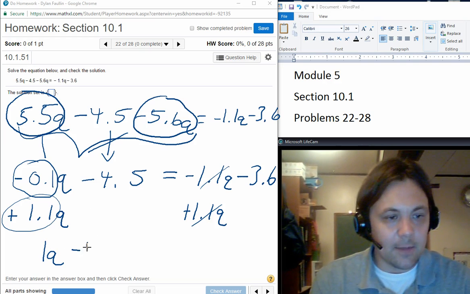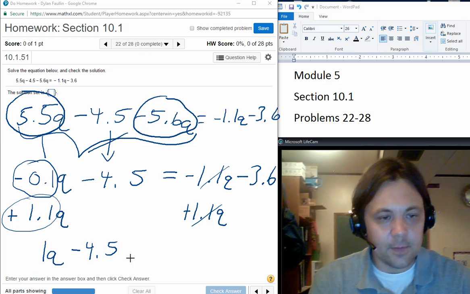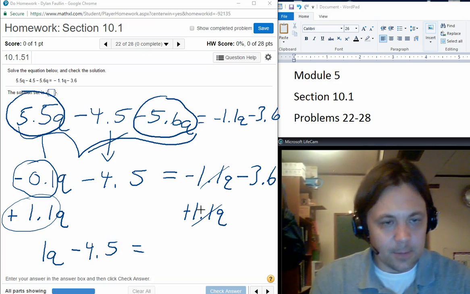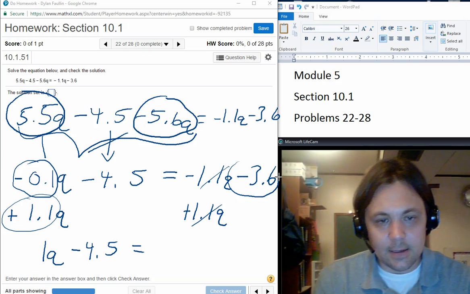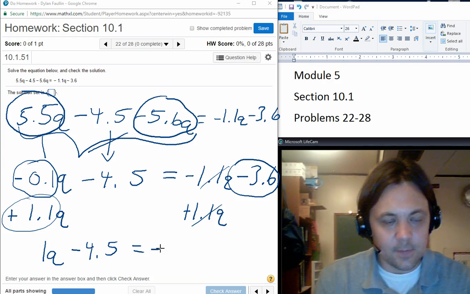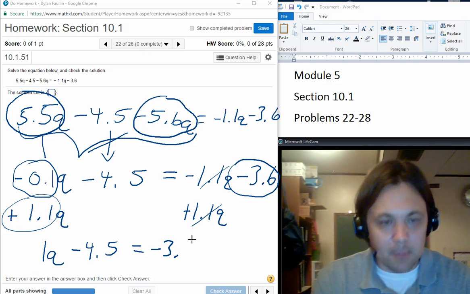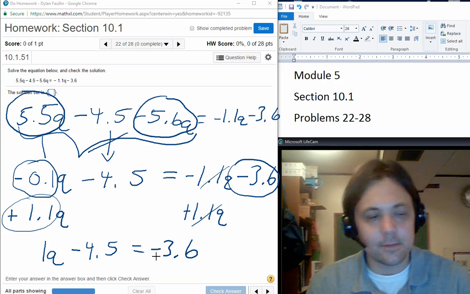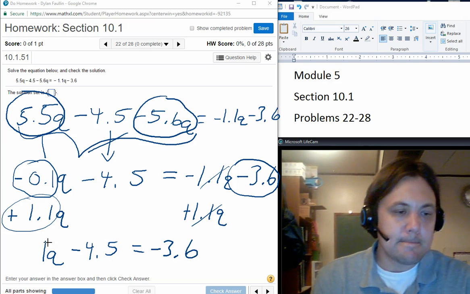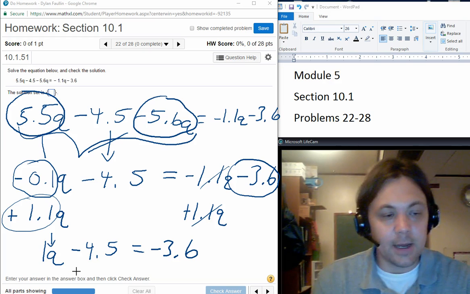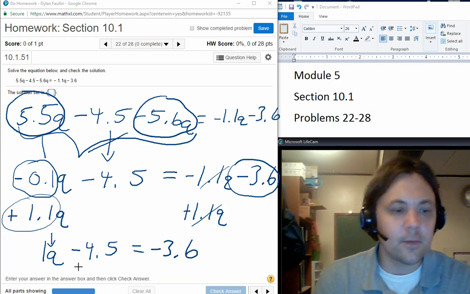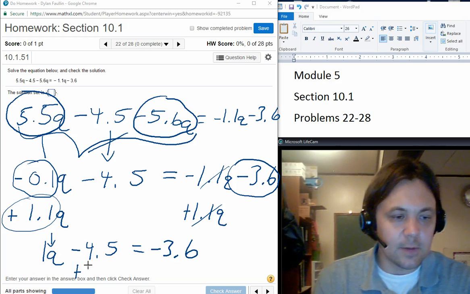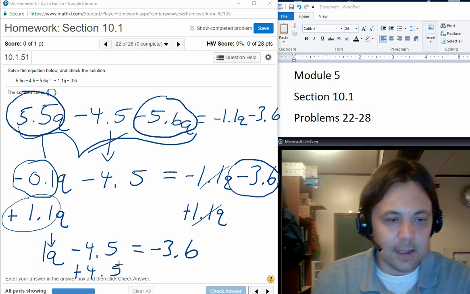We'll copy down the minus 4.5, and we'll copy down the equal sign and the negative 3.6, right? It was minus 3.6, it now becomes negative 3.6. All right. Now to isolate q, to get q by itself, we want to get rid of the negative 4.5. We'll do that by adding 4.5. That'll cancel it out. We do the same thing to the right-hand side to balance that out.